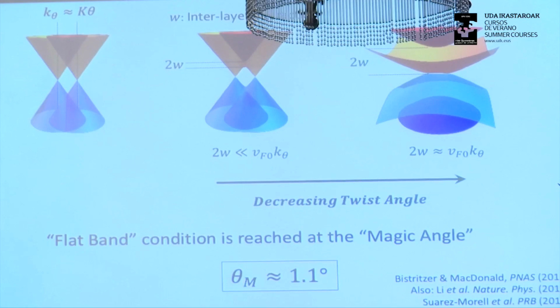Now, I should mention that there was earlier work by Suárez Morell and collaborators in Chile where they calculated this angle numerically, and they got it a bit off, 1.5 degrees, but they already mentioned the existence of these flat bands.